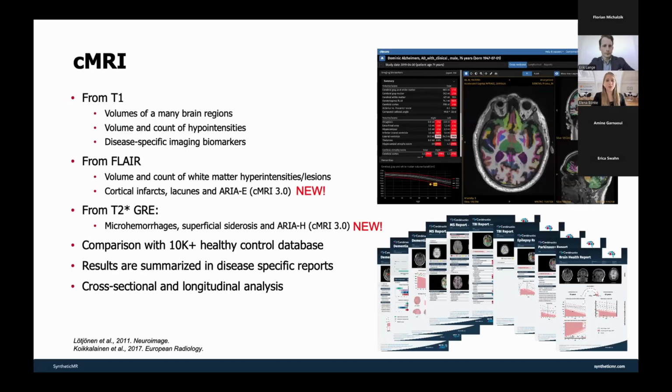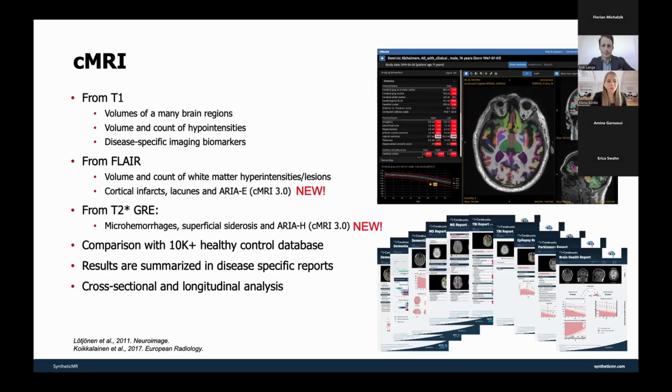So now let's have a bit of a closer look into our SyMRI product. I already mentioned before that we can quantify the brain volumes from lots of different regions in the brain, as you can see here on the right side. In total, it's 135 different regions. Of course, you don't always want to look at all those 135 of them, but we summarize the best of those regions for you in these disease-specific reports, so don't worry about that.